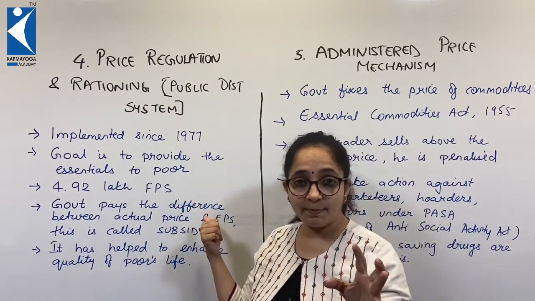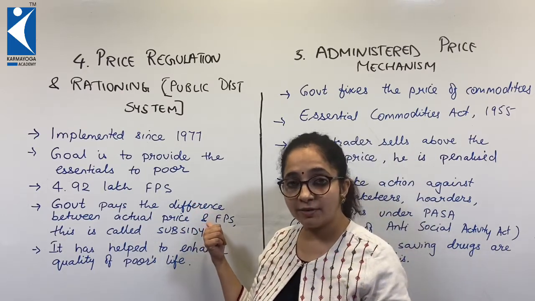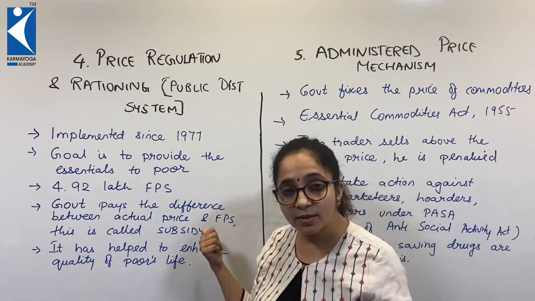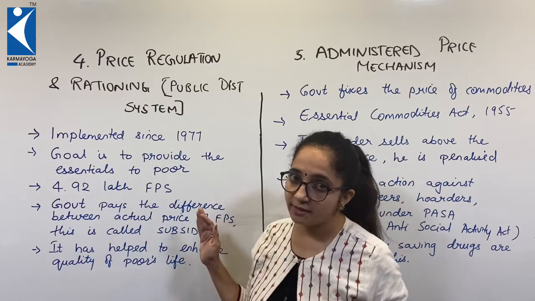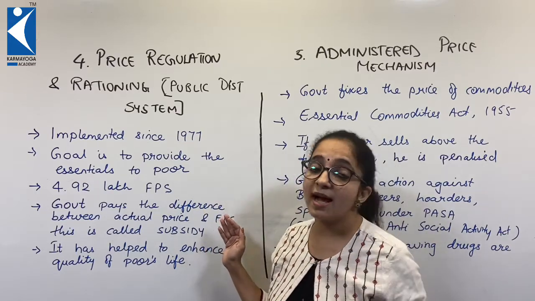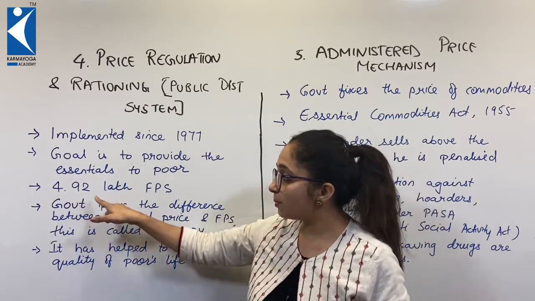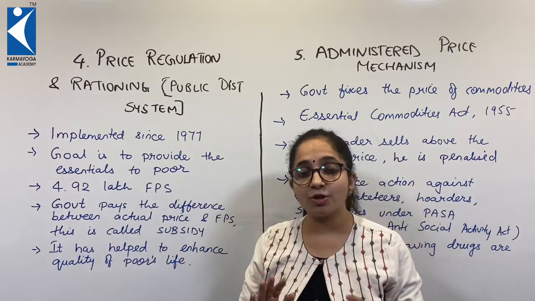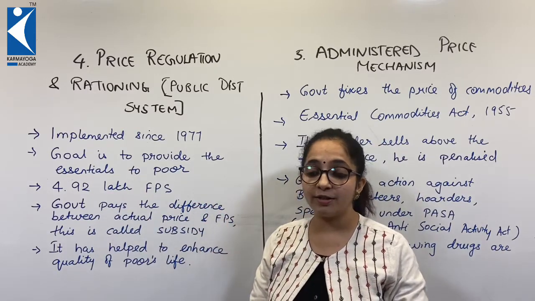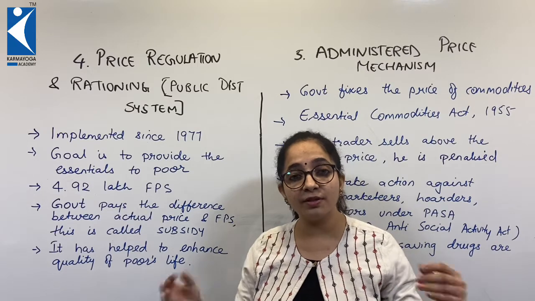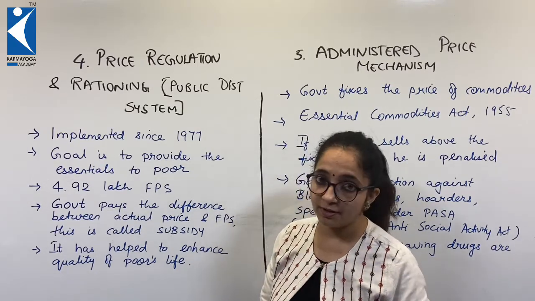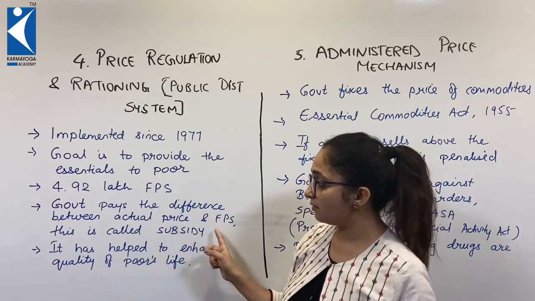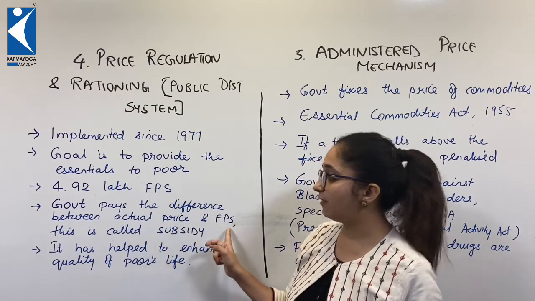Even if it is very expensive grain, even if it is a very inflationary market, even if the price is rising constantly, these people get the grains at a very reasonable price. We call it a subsidized price. So there are 4.92 lakh fair price shops in India. They are located in every city, in every village, in every district to make sure that maximum poor get benefited. Government pays the difference between actual price and fair price shop price.